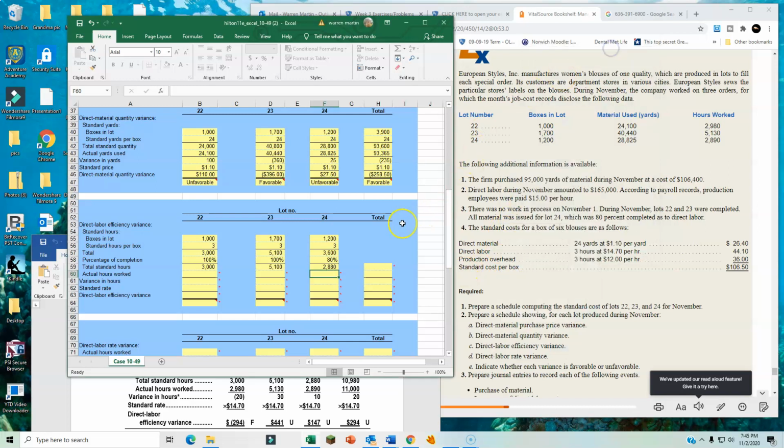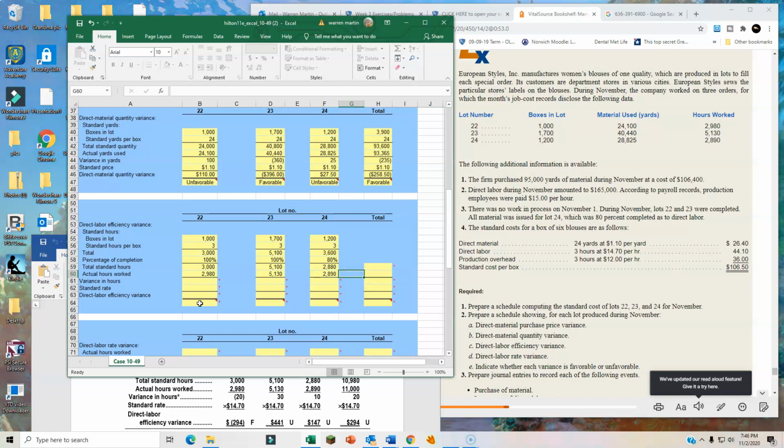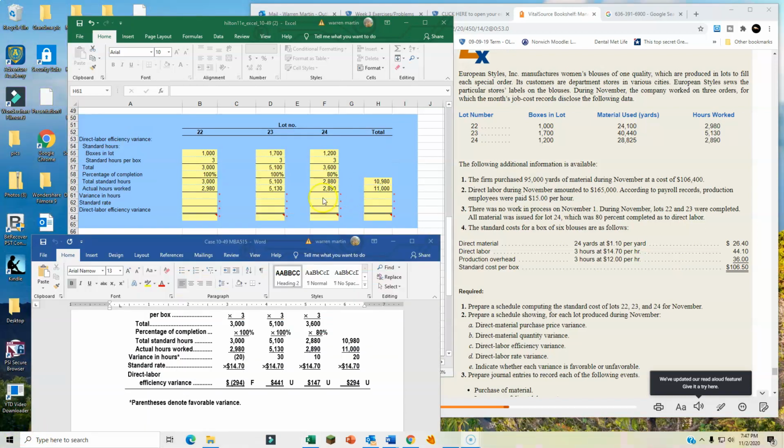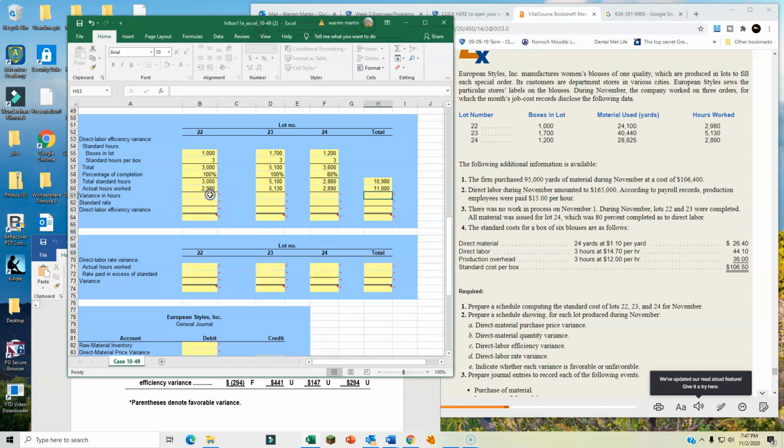So, you know, that's just one of those little formula things you have to remember about doing that decimal. All right. And then we'll total it up, and then put the actual hours down here, like right, 2,980 gives us the numbers right there. And then 2,890. And then we will total all that. Okay, we got that total, and then over here you got variance in hours, so that's subtracting these two.